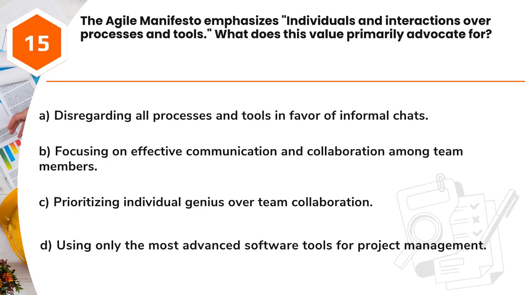Question 15. The Agile Manifesto emphasizes individuals and interactions over processes and tools. What does this value primarily advocate for? A. Disregarding all processes and tools in favor of informal chats. B. Focusing on effective communication and collaboration among team members. C. Prioritizing individual genius over team collaboration. D. Using only the most advanced software tools for project management.